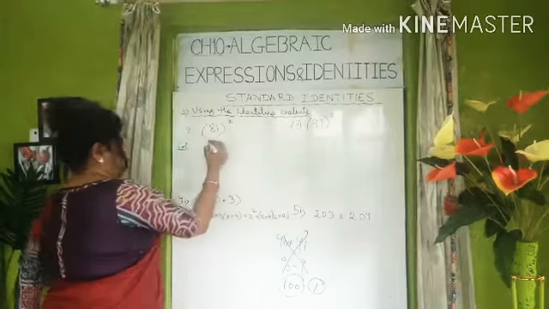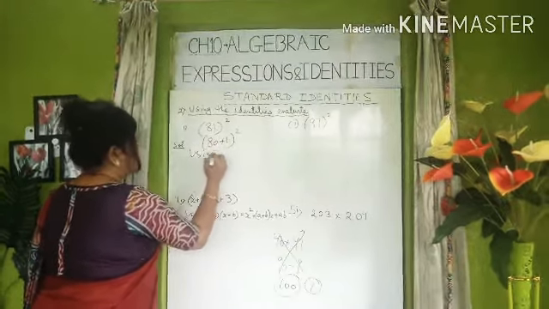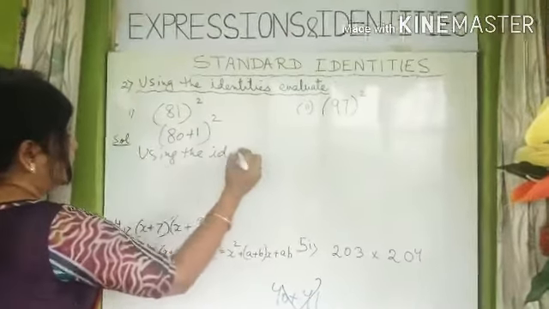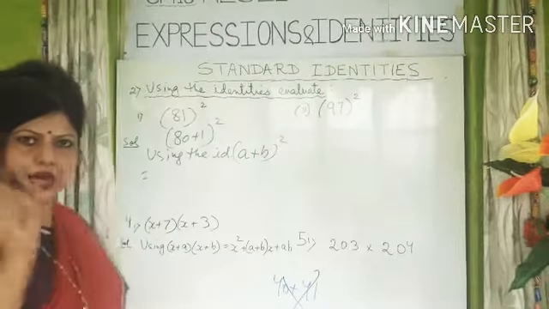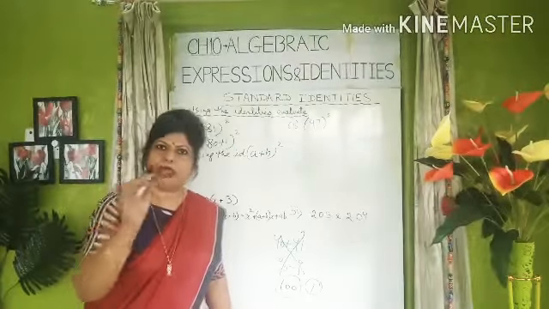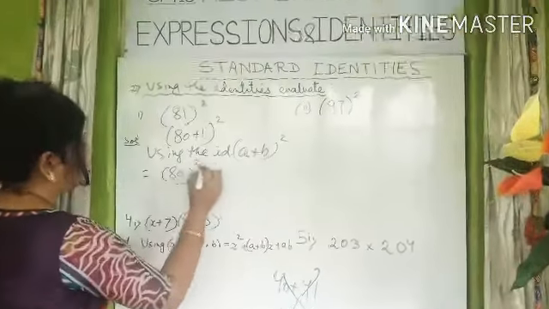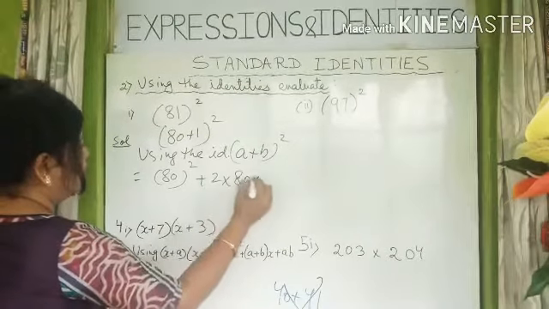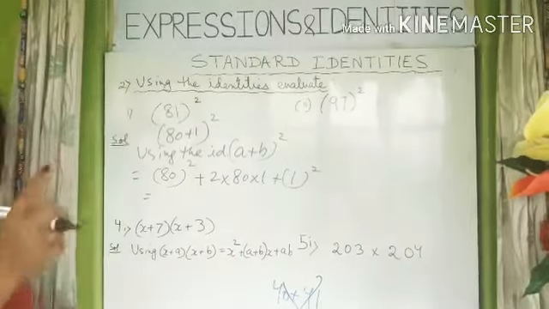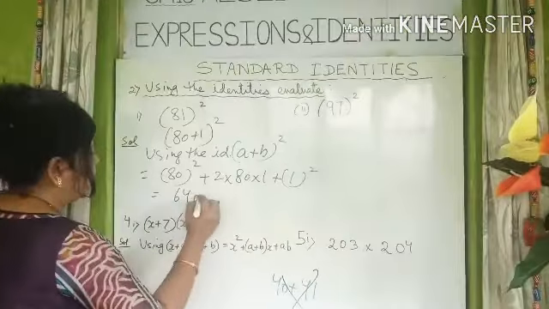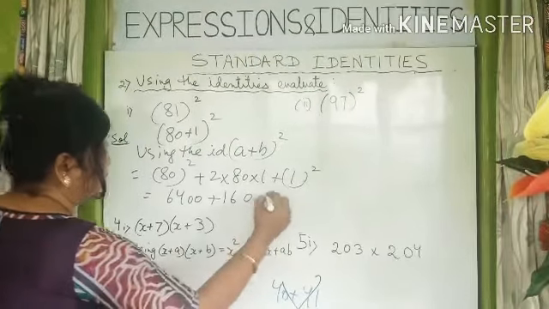So 81, children, I break it as (80 + 1) whole square. Which identity am I going to use? Using the identity (a + b)² equals a² + 2ab + b². So let us solve. This will be equal to 80² + 2 × 80 × 1 + 1². So 80 square, 80 into 80, is 64 and 2 zeros, plus 2 into 80, 2 eights are 16, 160, plus 1.